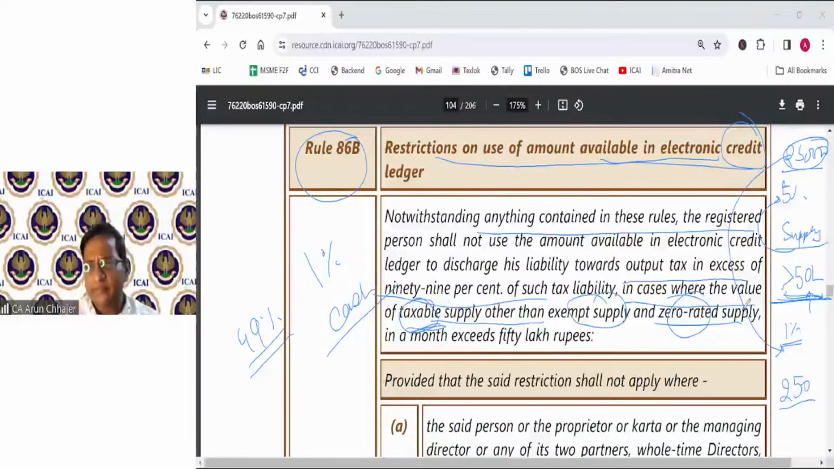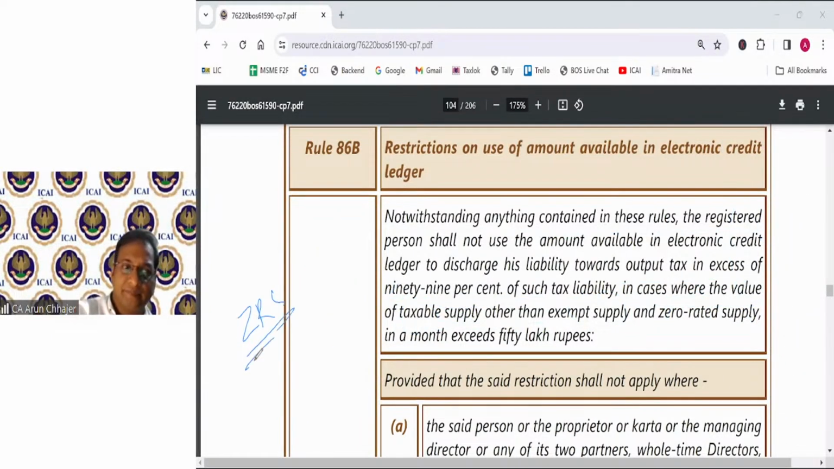What is the zero rated? Can anybody tell me what is the meaning of zero rated supplies? Can anybody tell me? What is the zero rated supply?